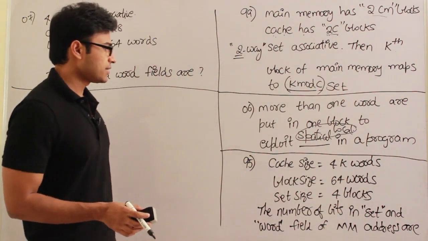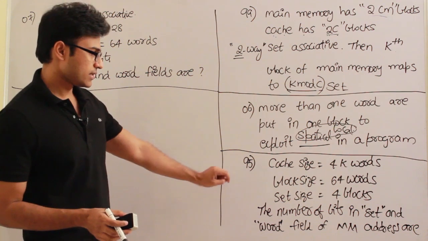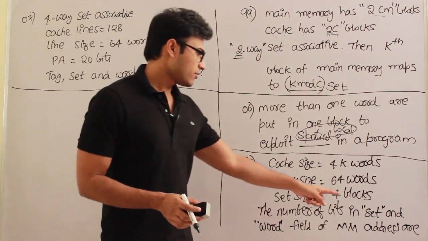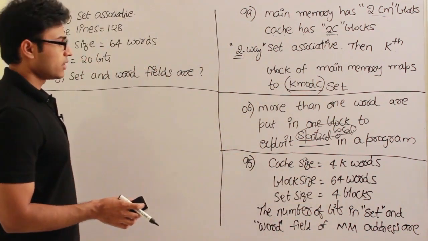Next one: cache size is given, block size is given, set size is given, then the number of bits in the set and word fields are what? So you can do it, right?